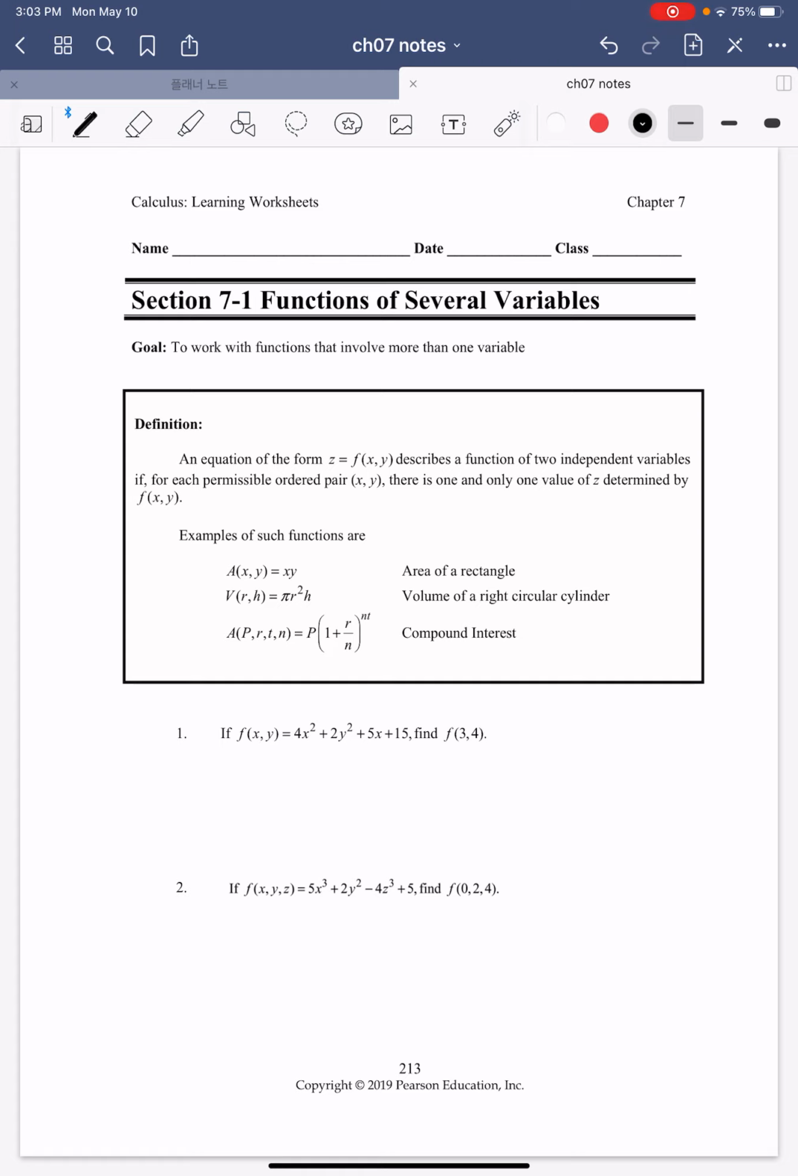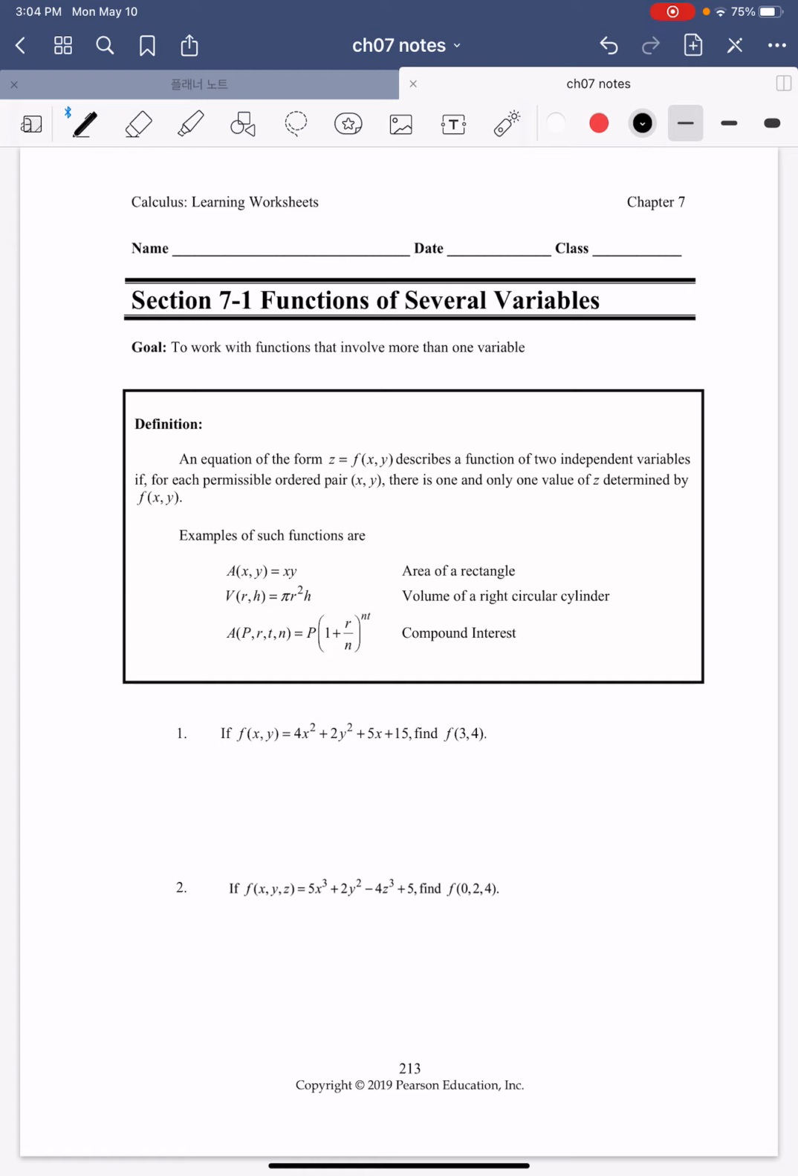The compound interest problem involves more than two variables: four different variables, principal, rate, n, the number of times compounded, and then t, the time in years. So you can see that a lot of mathematical equations involve more than just one variable.